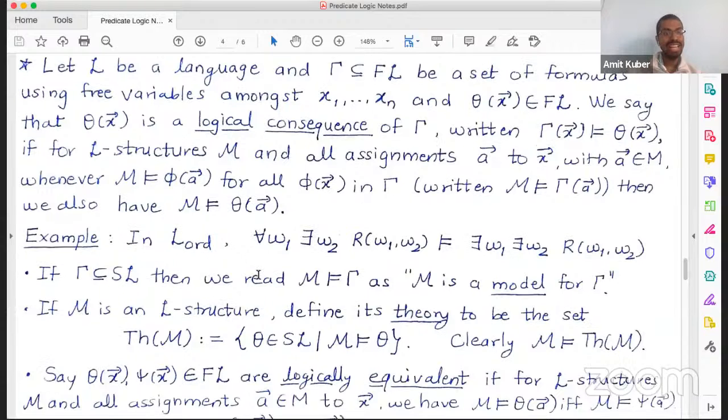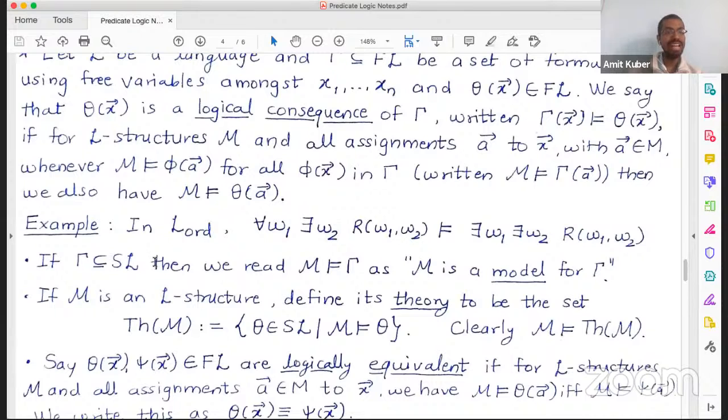So that's why sentences are interesting, and such a collection of sentences is called a theory. Any subset of SL is called a theory, gamma. And we say that M is a model for that theory, gamma.